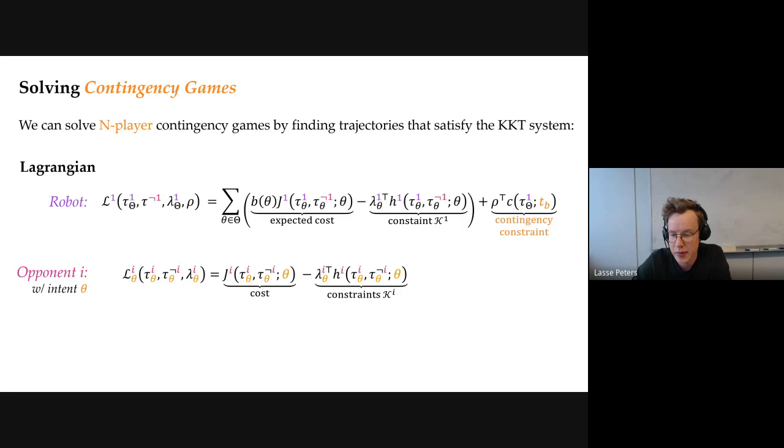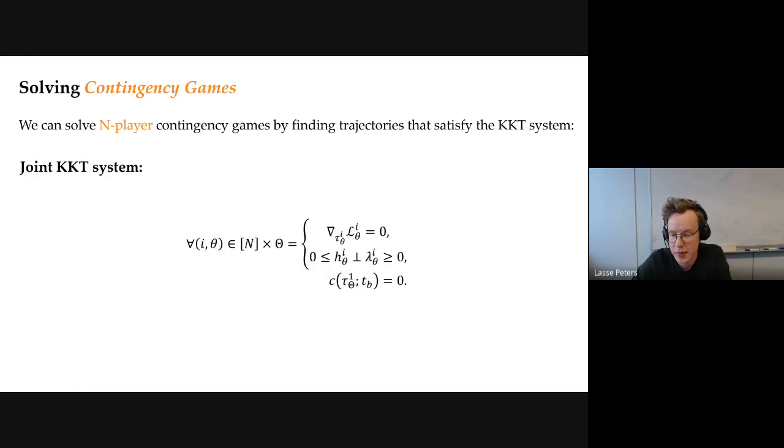Now, with this list of Lagrangians, one for each player, we can assemble the KKT system, which for this contingency game, so for a generalized Nash game, is simply the stacked KKT conditions for the individual optimization problems. For each of the players, we get 5 conditions. First, the gradient of the Lagrangian must be 0 with respect to the primal decision variables. Then we have primal feasibility, meaning that the constraints must be satisfied and the duals must be non-negative.